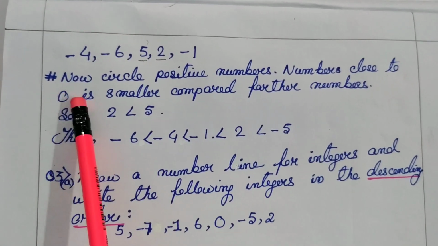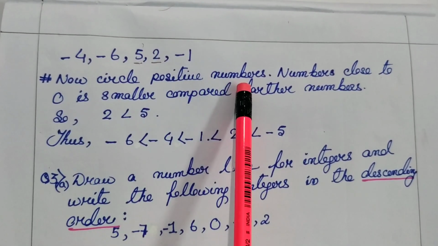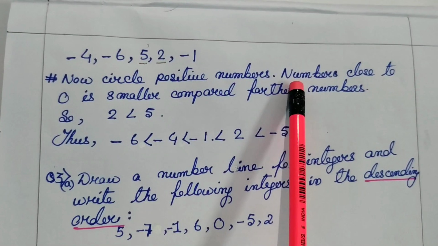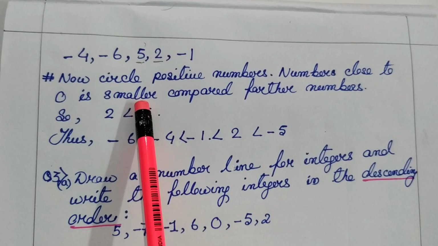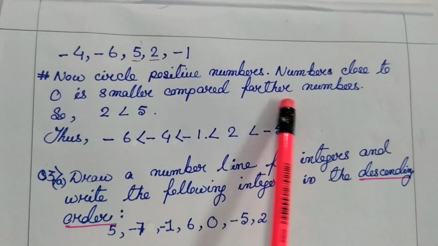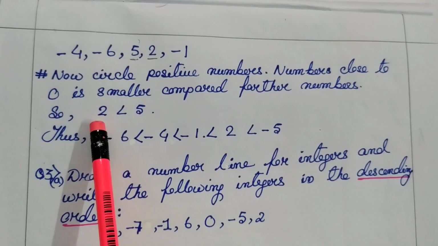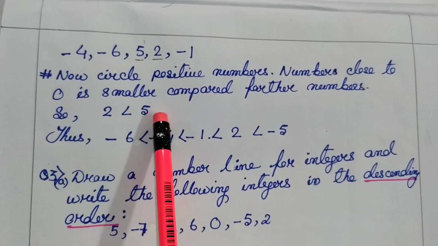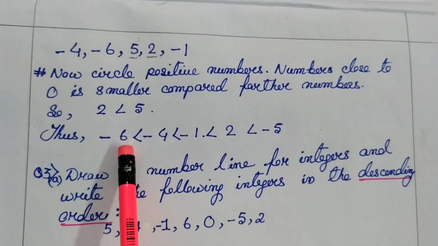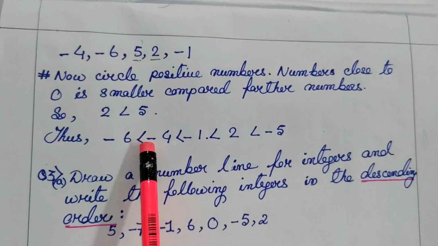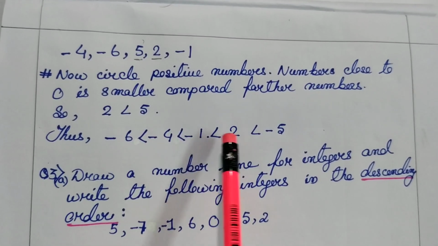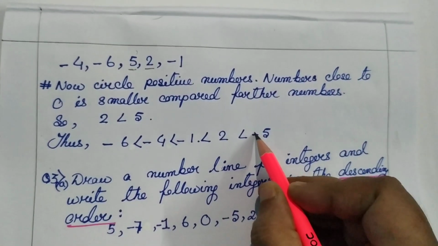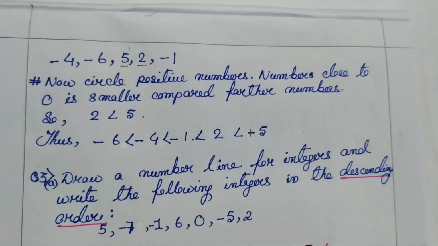Now, the next part, circle the positive numbers. You can circle or you can underline. The number close to 0 is smaller compared to the farther number. So which number is close to 0? That is 2. So 2 is smaller than 5. Now I can arrange: minus 6, minus 4, minus 1, 2, then plus 5. This should be plus 5.